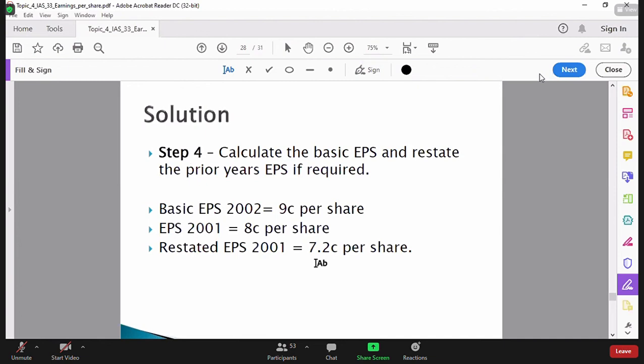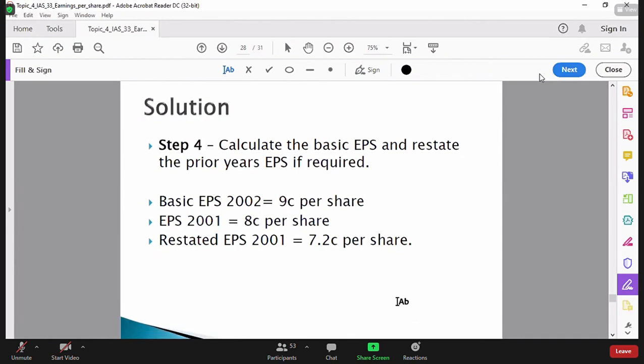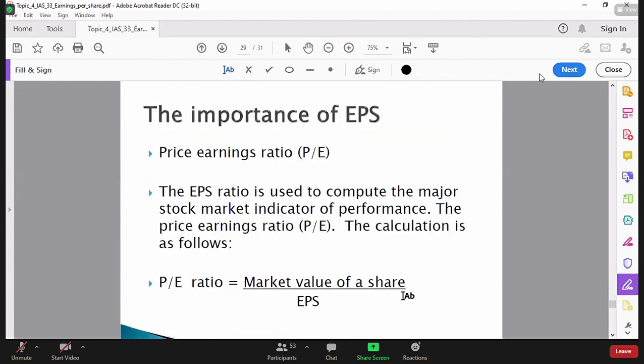So if it comes out in the final exam, you need to do similar to this one. It is also in your tutorial questions for you to try, and we will do it together tomorrow. Okay, now let us look at the importance of EPS, because we want to compare with the price earnings ratio. This is on the market price.